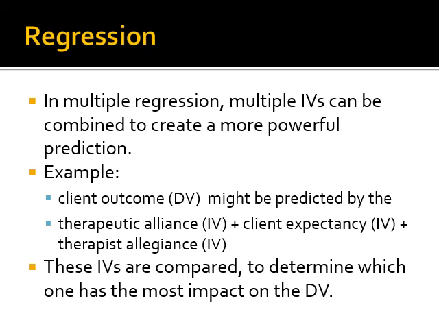Now, we might also expect that expectancy and allegiance and alliance are all going to correlate together a little bit in addition to correlating with outcome. And thus, regression is helpful for explaining the interrelationships in addition to the overall impact of the relationship. So we compare these IVs to determine whether one of them has the most impact on the dependent variable and whether there are additive effects for adding other variables in terms of explaining why someone is going to get better or not in terms of outcome.